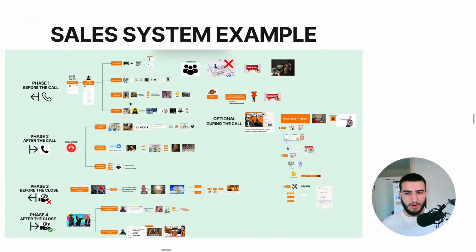The last example I'll go through is a sales system. Now, once again, each one of these branches you see here is its own individual complex automation. I have done another video going over this specifically. The main goal I want to show you here is how these custom systems are just combinations of complex automations working together to achieve a specific goal depending on the specific phases.